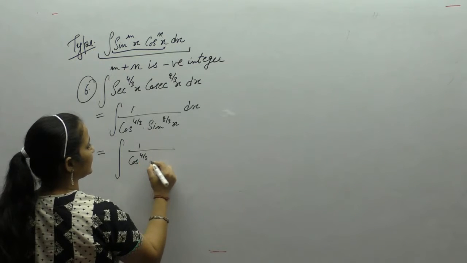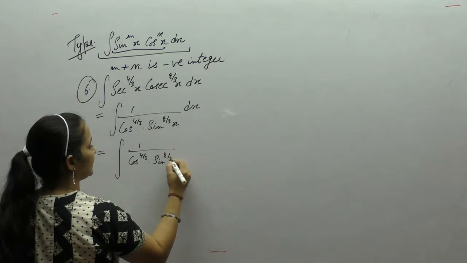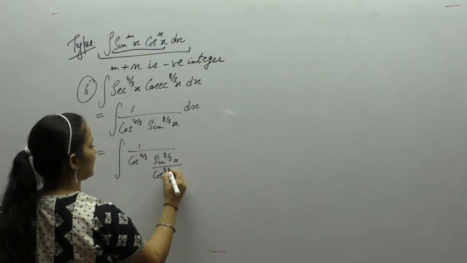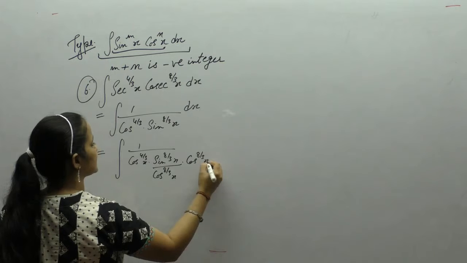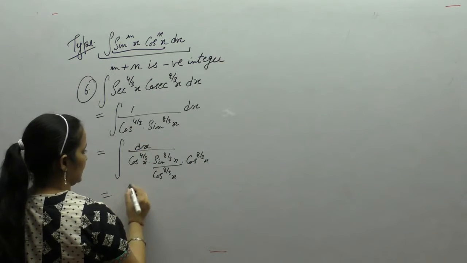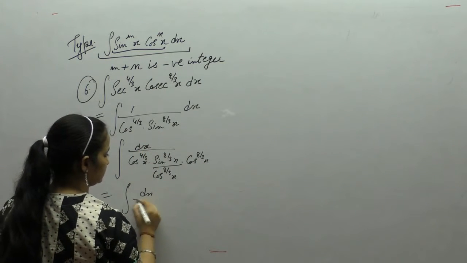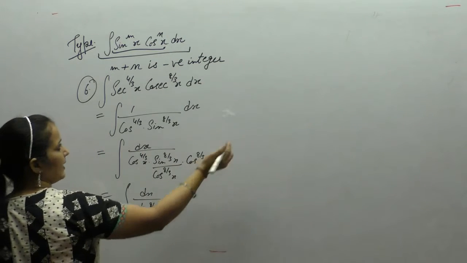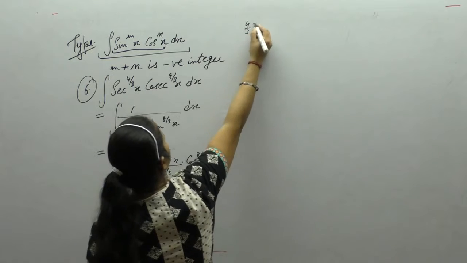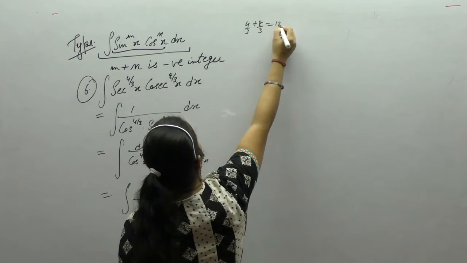Cos of 4 by 3, sine 8 by 3x upon cos 8 by 3x, into cos of 8 by 3x dx. Sin upon cos is tan, so tan of 8 by 3x. Add the powers, 4 by 3 plus 8 by 3, that is 4.